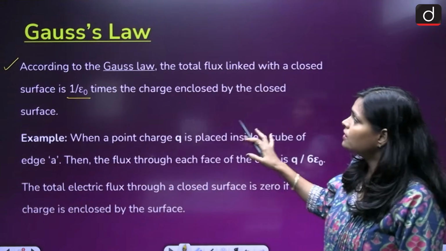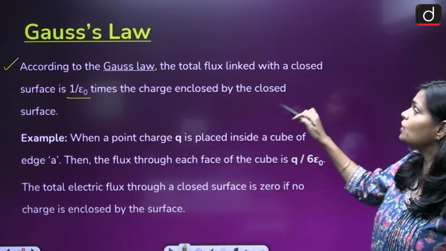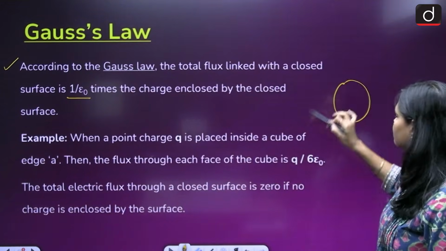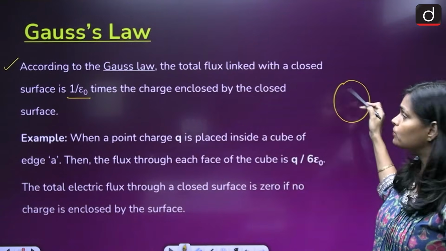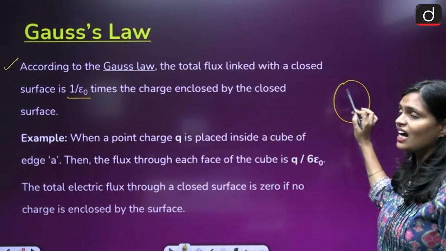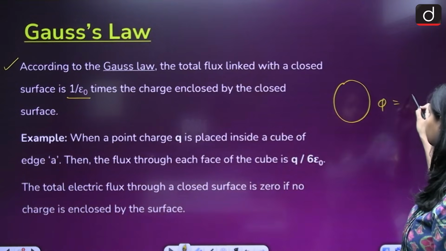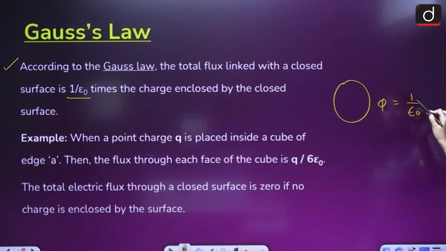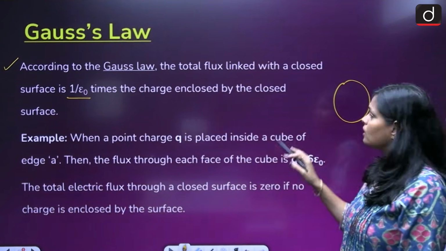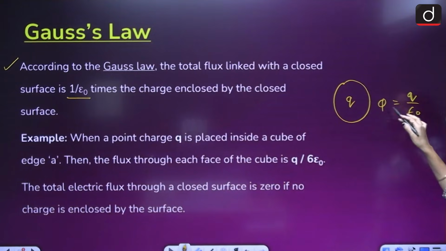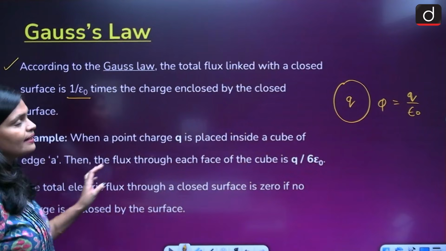Alright, so according to Gauss's law, the total flux linked with the closed surface, suppose this is a closed surface, in any closed surface, whatever the charge is, the total flux linked with the closed surface is 1 by epsilon naught times the charge enclosed in the closed surface. So now suppose you have one charge Q. According to Gauss's law, the electric flux will be Q by epsilon naught.